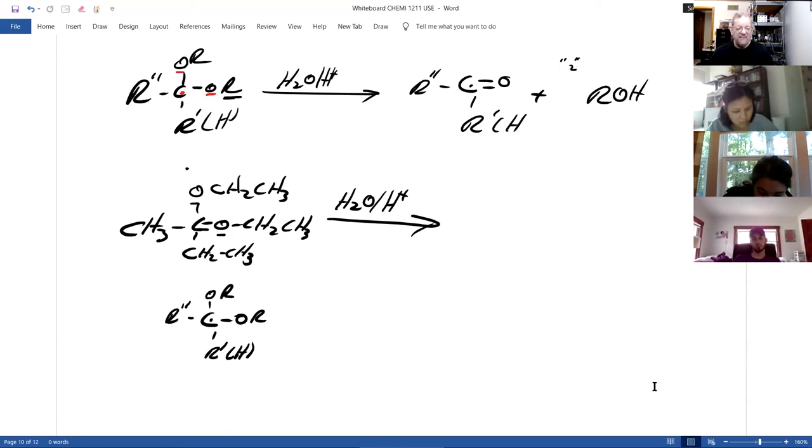If I come back up here, well, I can do it later. If you react with acid and water, what do you get? The carbon with the two oxygens is double bonded to an oxygen, a carbonyl. What's attached to it is R prime or H, and R double prime is still attached to it.